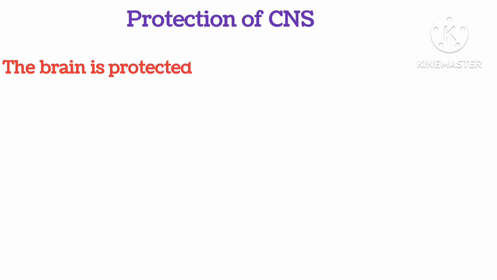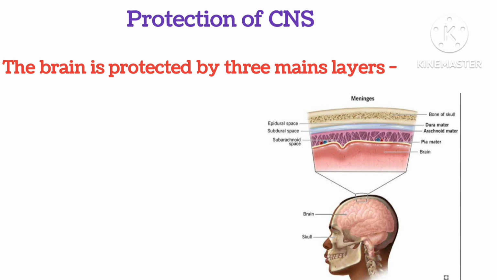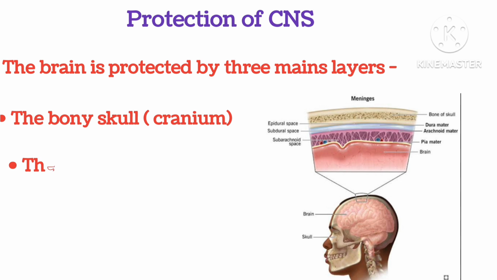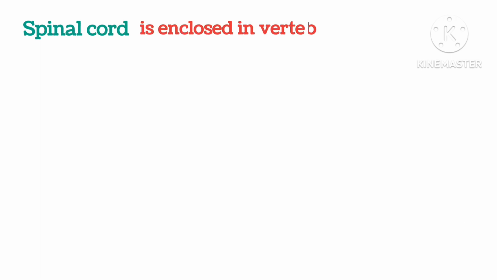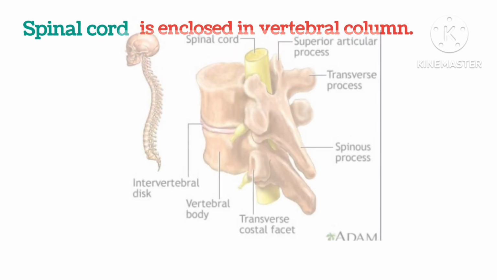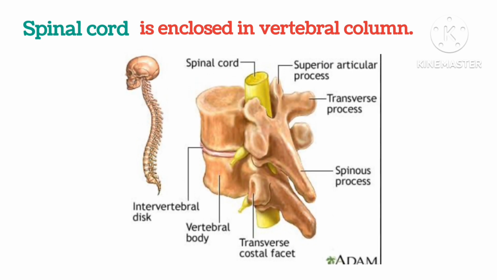Protection of central nervous system. The brain is protected by three main layers. You can look at the diagram. The bony skull or the cranium, the cerebrospinal fluid, and the meninges that are dura mater, arachnoid, and pia mater. Spinal cord is enclosed in the vertebral column. You can see it's a tube-like structure which is running throughout the vertebral column.